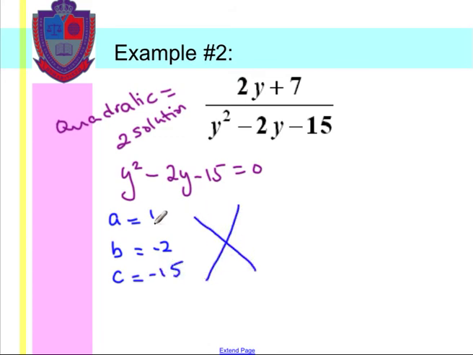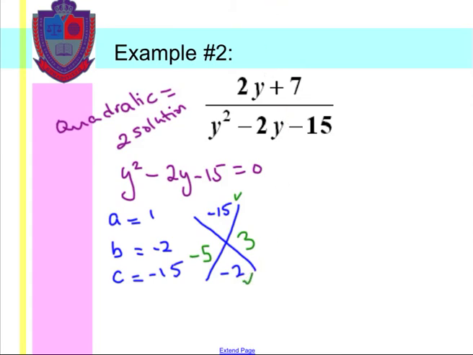Now I multiply A times C, which is -15, and my B term is -2. I need two numbers that multiply to -15 and add to -2. Perfect: -5 and 3. Let's check it. -5 times 3 is -15. Check. -5 plus 3 is -2.